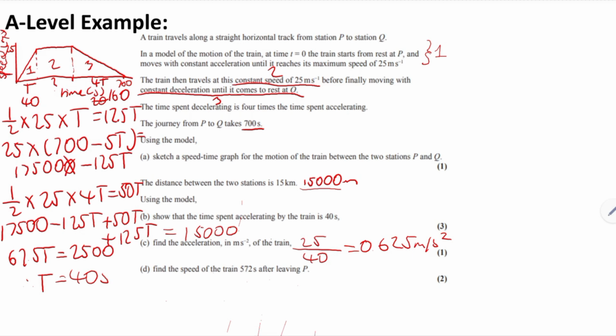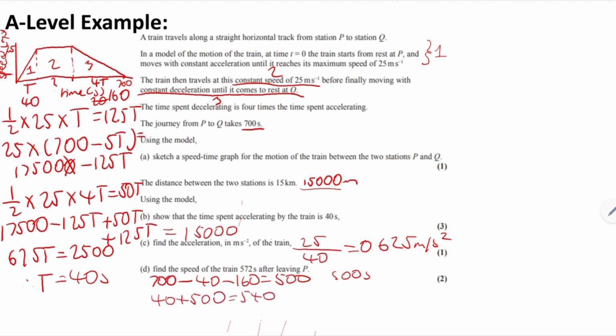So if we do 700, which is the time taken for the whole journey, take away the time taken for part 1 and part 3, so 700 take away 40, take away 160, that will equal 500. So the time taken for part 2 is 500 seconds. And as it's asking for 572, we need to add part 1, so that is 40 plus 500, which is 540.